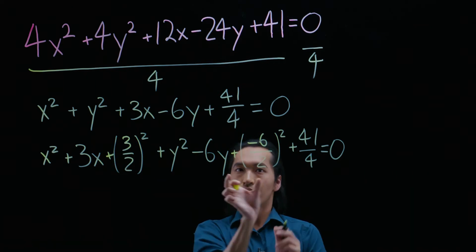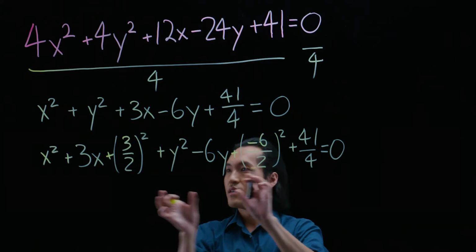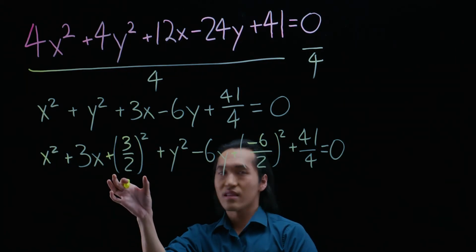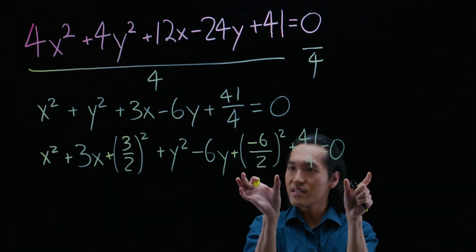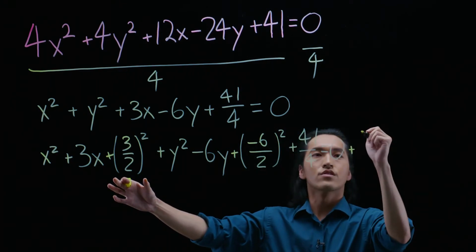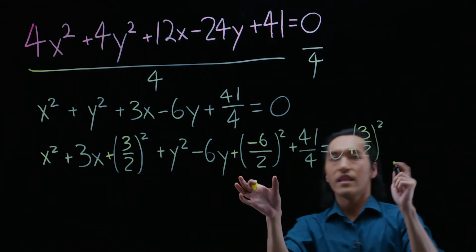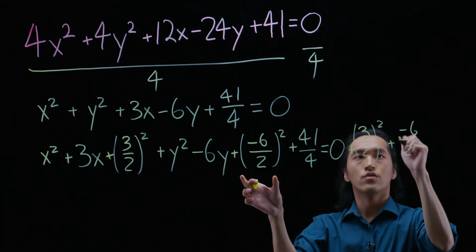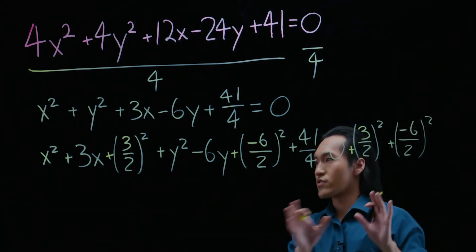So now we have created the ability for these to become perfect squares. But if we add this to the left side, we also have to add the same thing to the right side. Same goes for here. If we add this to the left side, we have to add it to the right side as well. So let's balance this equation out. This becomes 3 over 2 squared as well, and then we'll also add another negative 6 over 2 squared. That way we've balanced the equation so that both sides are still equal.